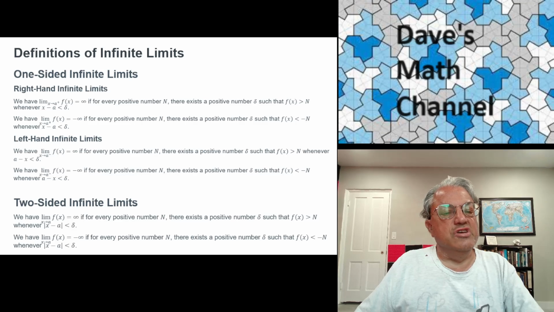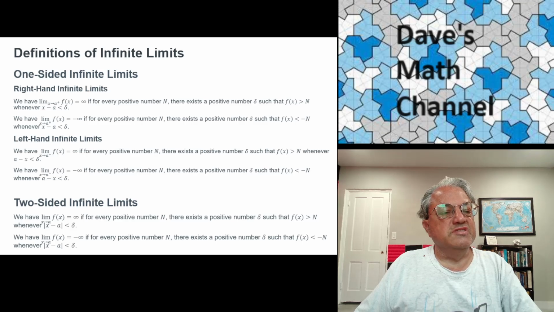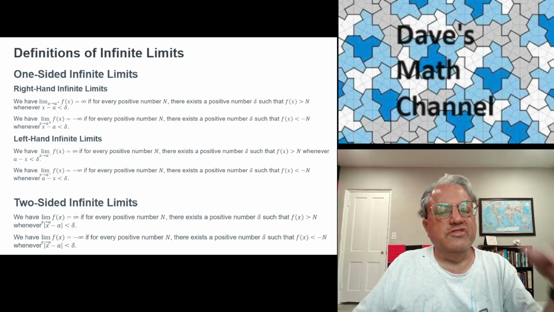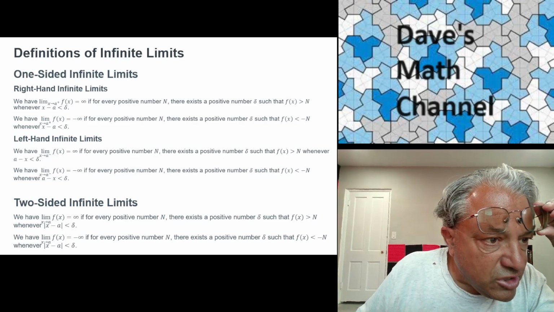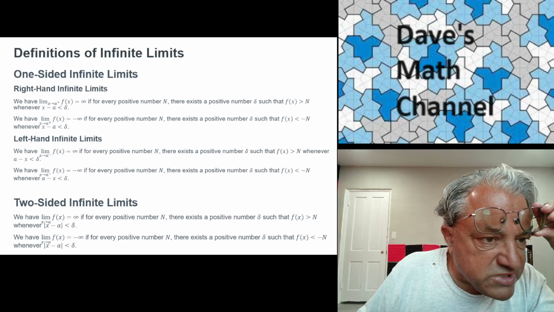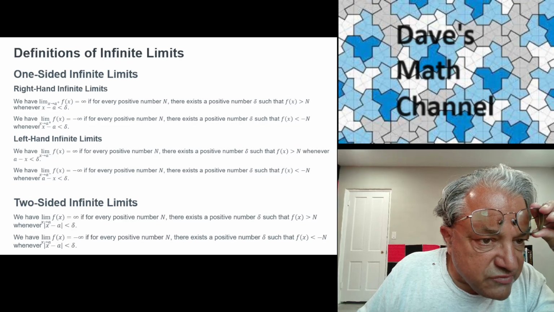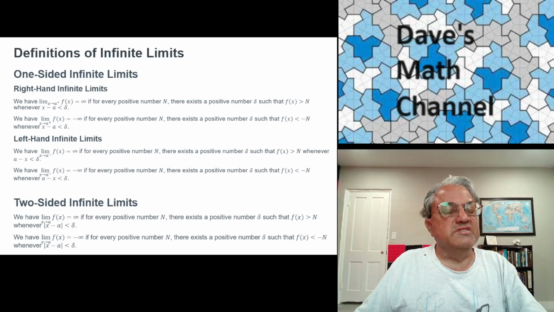So here's the real definitions, and there's actually six different types of infinite limits here. So there's one-sided infinite limits, and those can be either right-hand or left-hand infinite limits, just like we had for finite limits. So here's the definitions. Let me just read them. So we say that the limit as x approaches a from above of f of x is plus infinity if for every positive number n there exists a positive number delta such that f of x is greater than n when x minus a is less than delta, which kind of makes sense if you think about it.